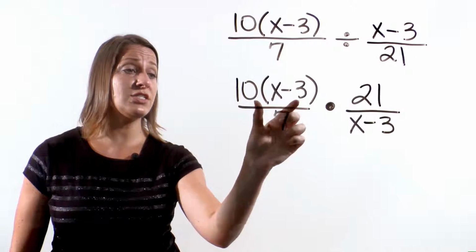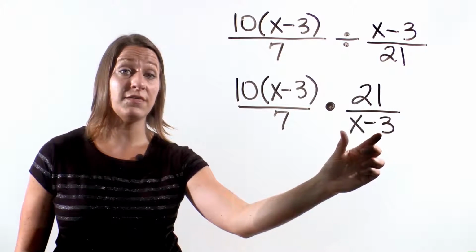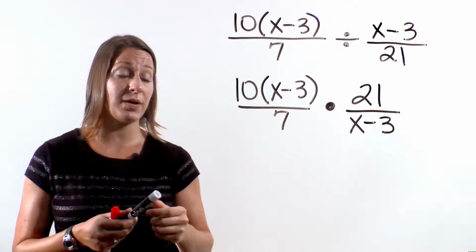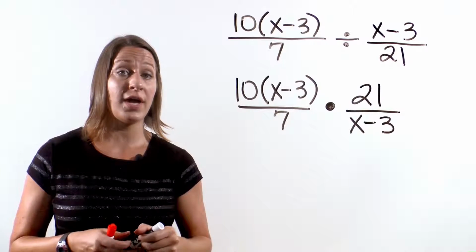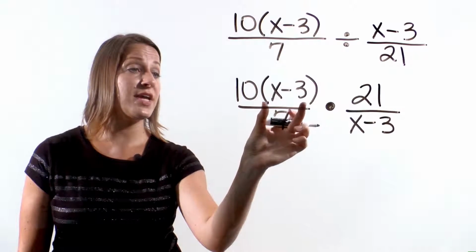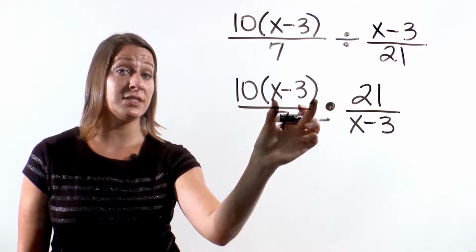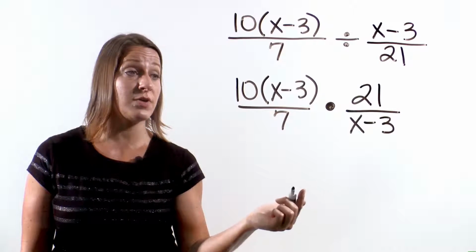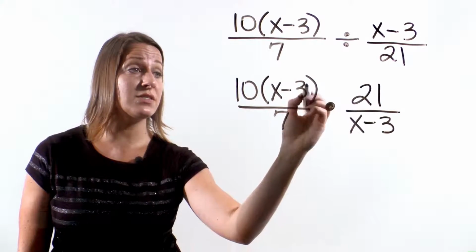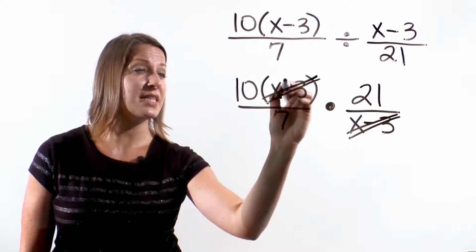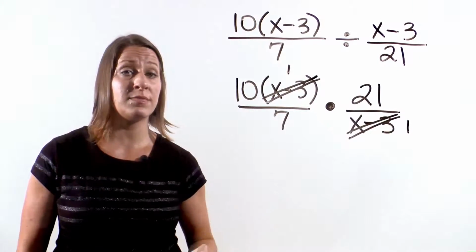We're going to look at each of these terms and see if there's any way we can factor them anymore, which we can't on this problem. So we're actually ready to go ahead and simplify. Notice that we have a binomial x minus 3, and we have the same binomial x minus 3 in the denominator. Because they're the same, we can cancel those out. And that leaves a 1 where those x minus 3's were.